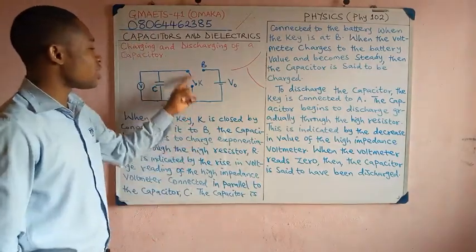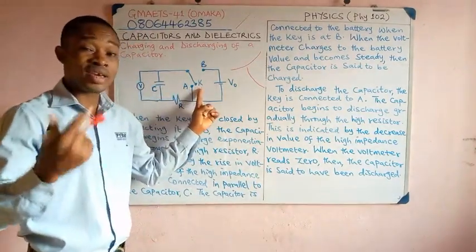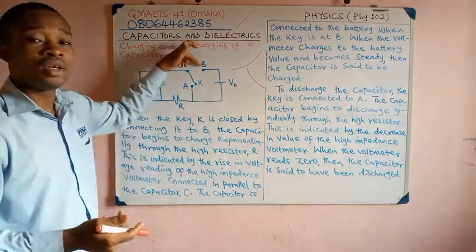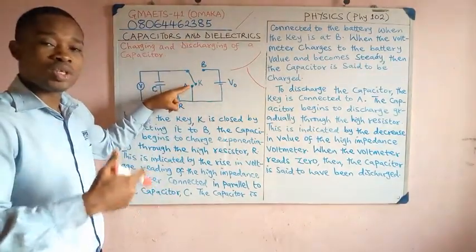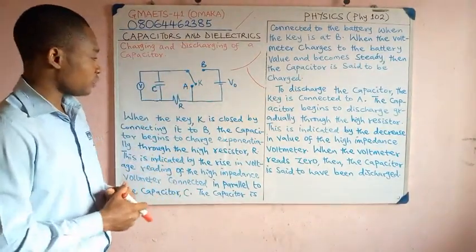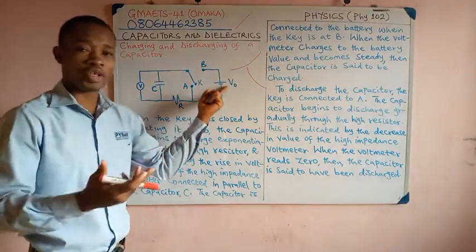Now we have the key K. This key is a two-way key. It can be connected to point B, which leads to the charging process. It can be connected to point A, which leads to the discharge process. Then of course we have the battery here.